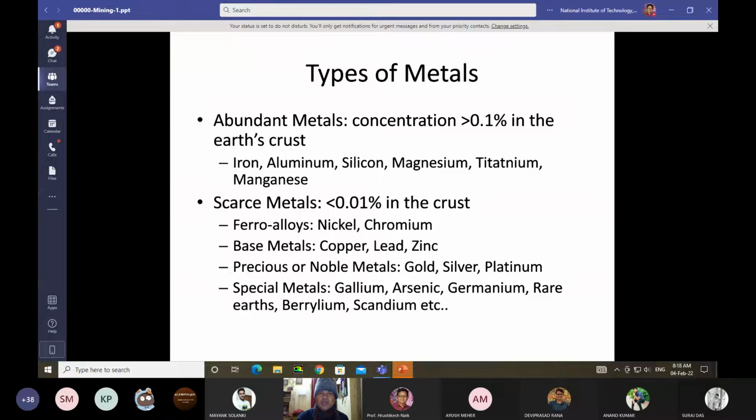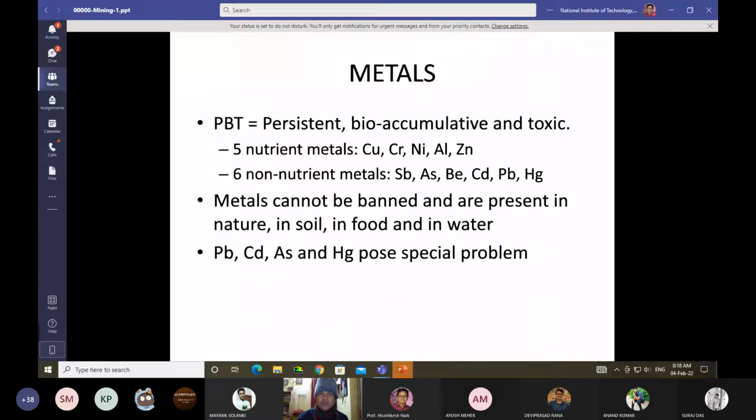And the metals which you get from the minerals include PBTs, persistent, bioaccumulative and toxic materials, like copper, chromium, nickel, aluminum, zinc. Five nutrient metals are there which are sometimes very toxic. Six non-nutrient metals like lead, arsenic, beryllium, cadmium, etc.